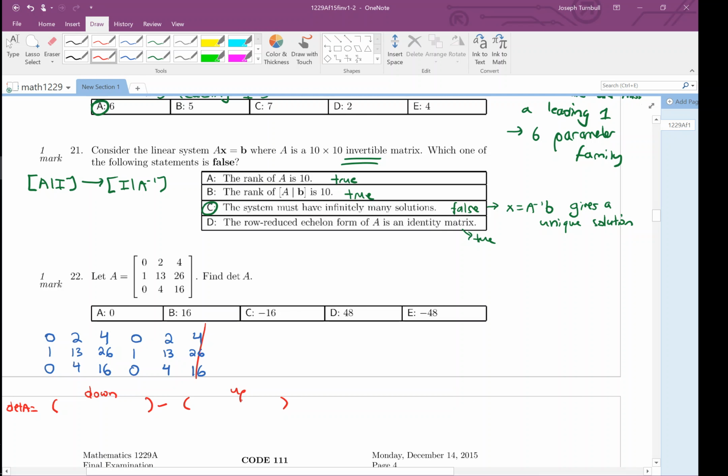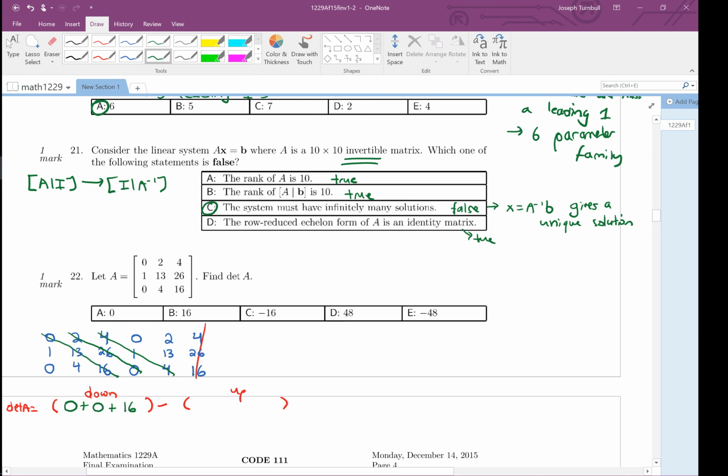So here's your down products. Your down products are 0 times 13 times 16, which is 0, plus 2 times 26 times 0, which is 0, and then 4 times 1 times 4, which is 16.